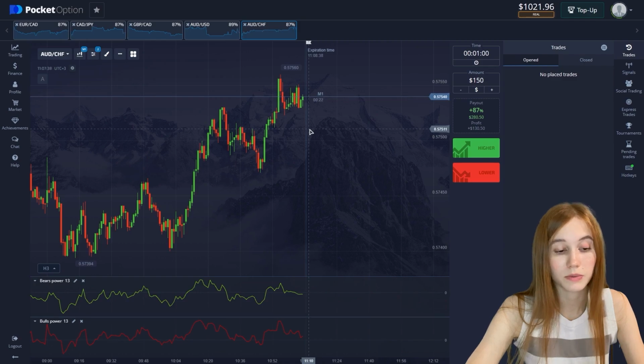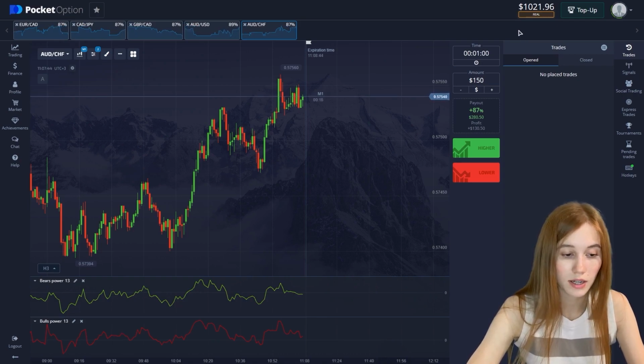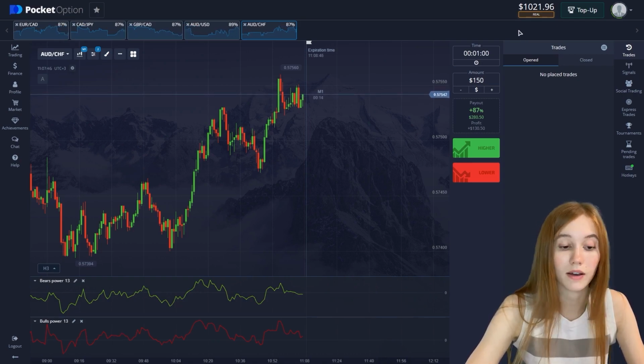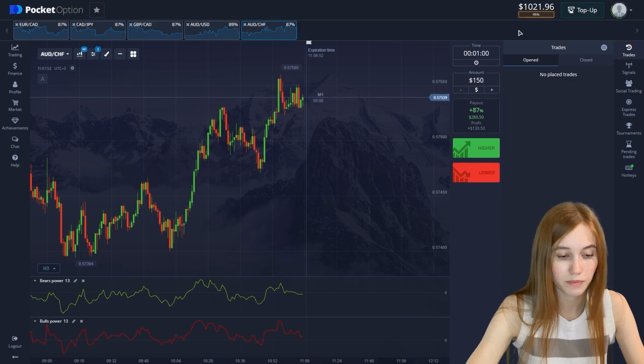And let's summarize. If I'm not mistaken, the initial deal amount is $15. At the moment, our balance is already $1,000.21. So we increased our balance many times over.